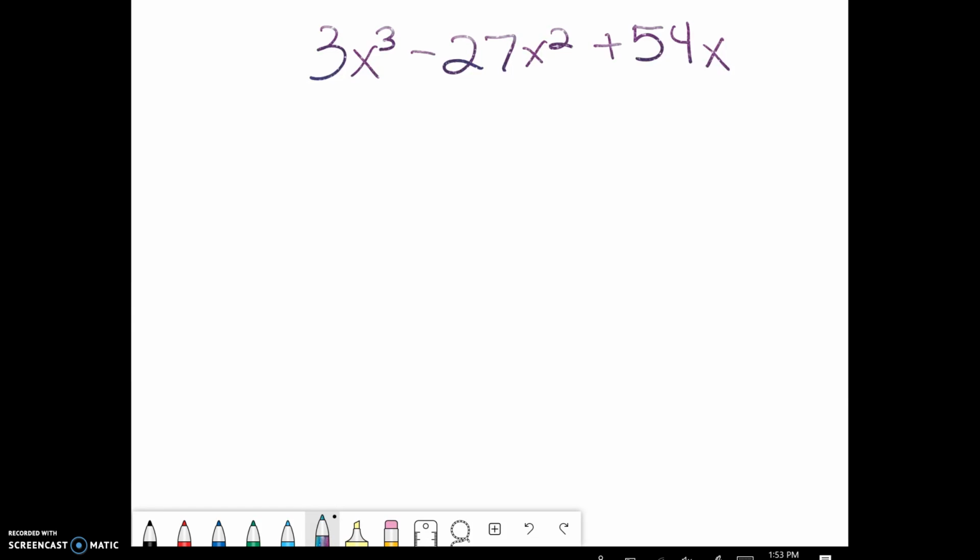All right, so remember, again, looking for greatest common factor is the first step to any factoring problem. I can pull 3x out, and that leaves me with x squared minus 9x plus 18. All right, so now I have a trinomial with a leading coefficient of 1. That means I just go ahead and make my bubbles.